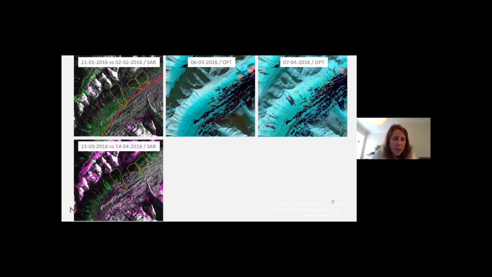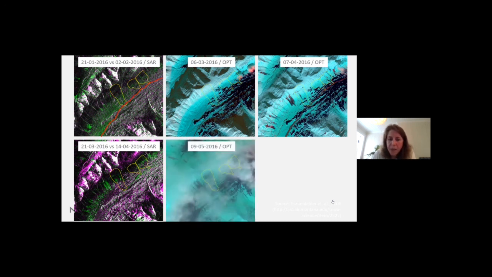The SAR image is then the change between March and April, so slightly after the last optical image that we just showed, and you can see the same avalanches that have released to the west of the main path, but you also see that in the main path a new small avalanche has released to the right of the path.